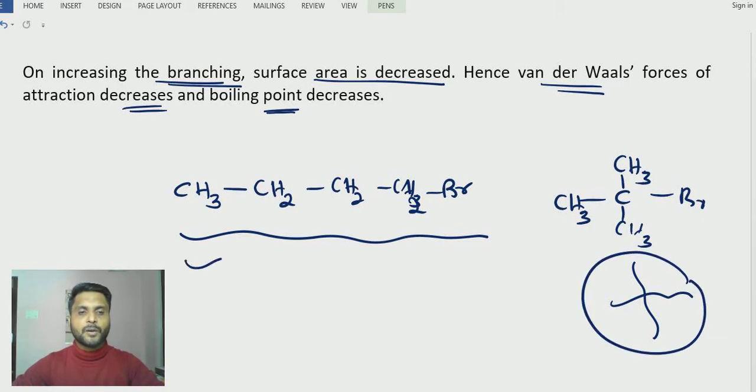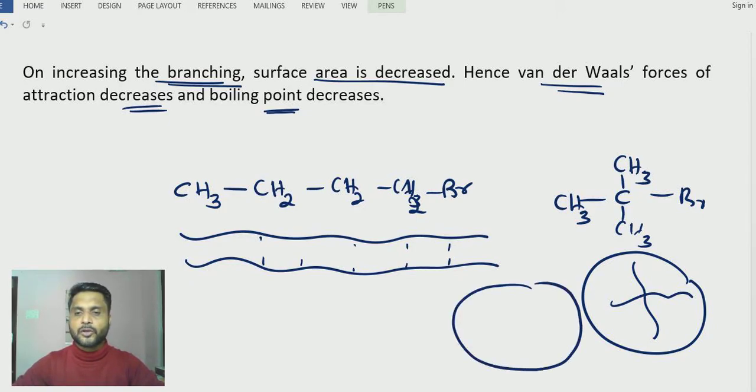Suppose this is a linear molecule: interactions are there throughout the chain, so there is more van der Waals interaction. Suppose this is a spherical molecule: the neighboring spherical molecule can be attracted only at one region. That means as the interaction decreases, the boiling point and melting point also decrease. Remember, as the branching increases, the boiling point decreases. That means n-butyl bromide has a larger boiling point compared to its isomer, tertiary butyl bromide. Clear?